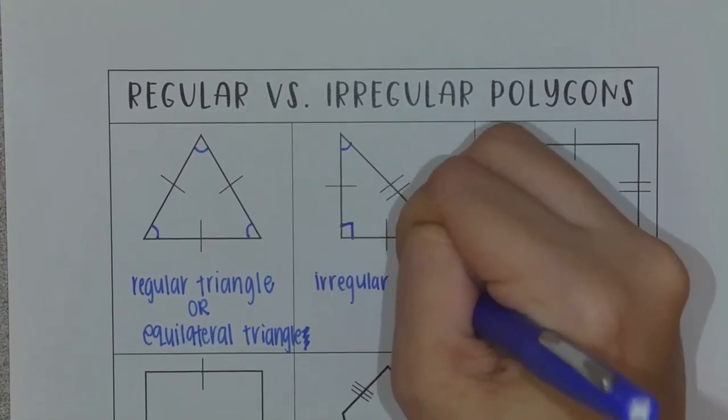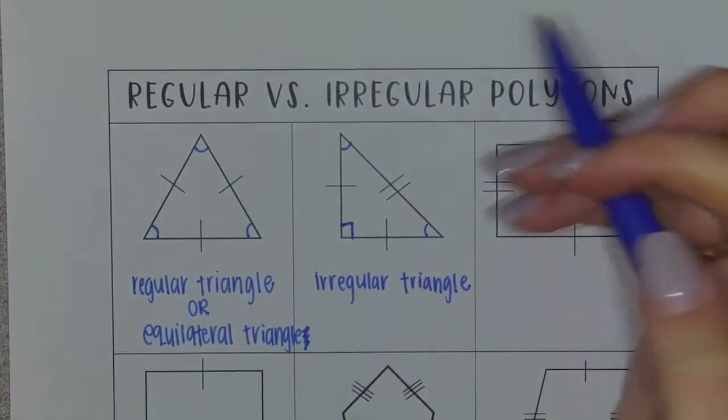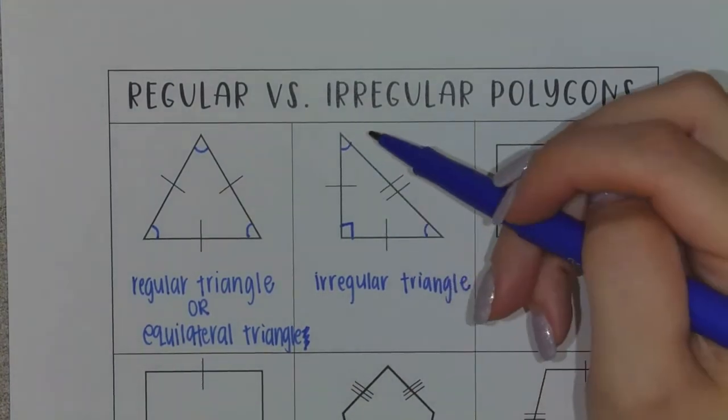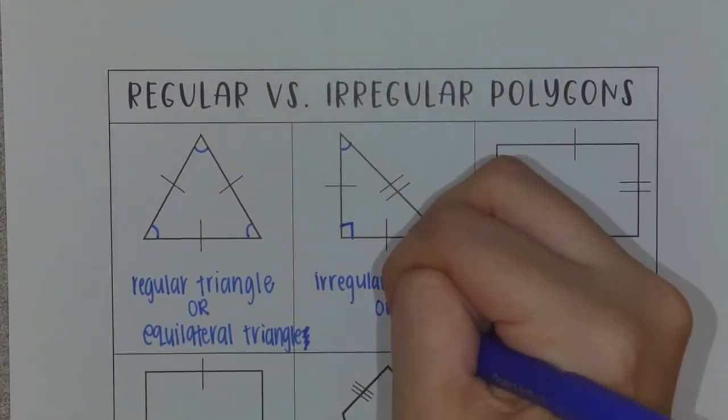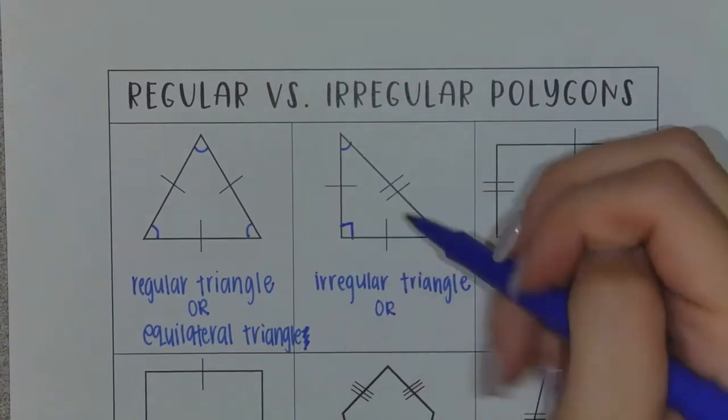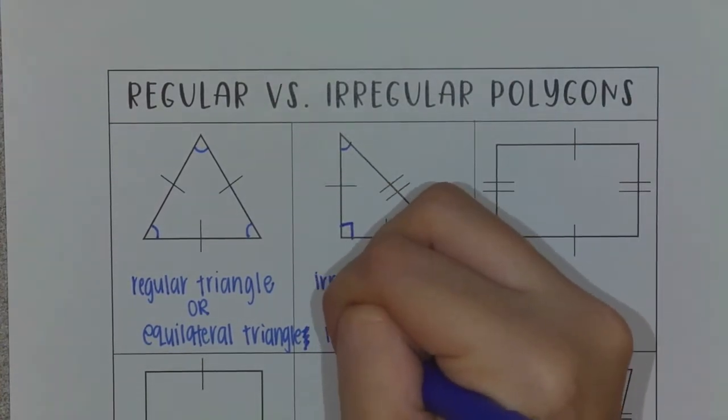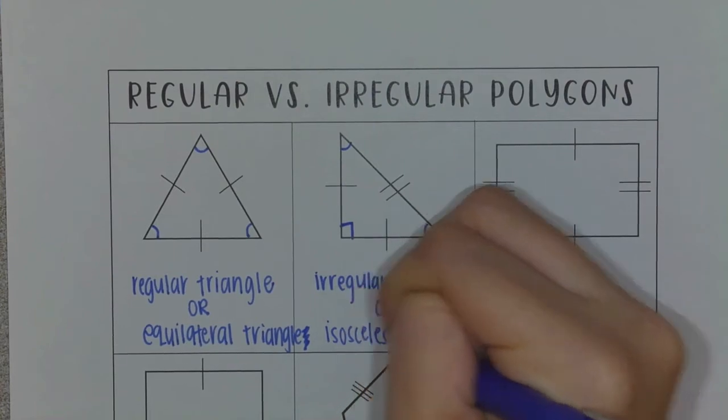But we can take it one step further with our great sixth grade knowledge. I can see that two sides are the same and that third side is different. So a triangle that has two sides the same is called an isosceles triangle.